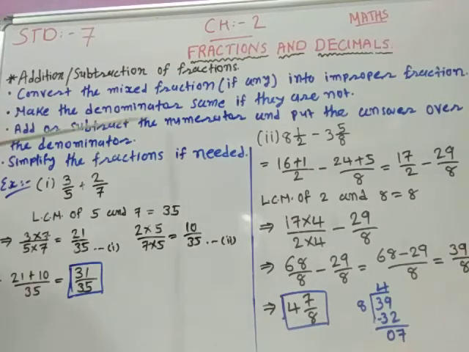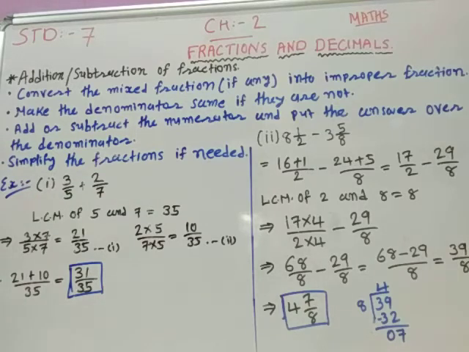Second, make the denominator same if they are not. If the denominators are different, then you have to make the denominator same. Then add or subtract the numerator and put the answer over the denominator. If there is an addition, then add the numerator. If there is a subtraction, then subtract the numerator and put the answer over the denominator. Then simplify the fractions if needed.